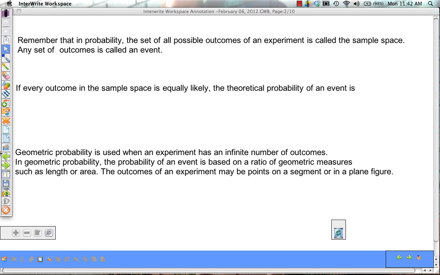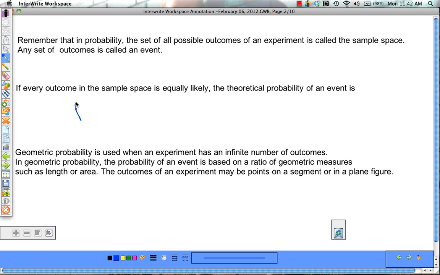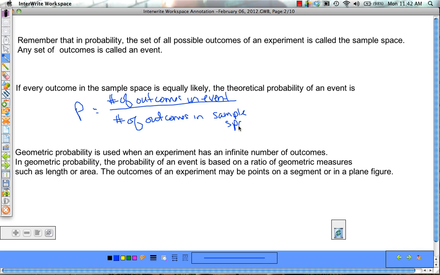Remember that in probability, the set of all possible outcomes of an experiment is called the sample space. Any set of outcomes is called an event. So if every outcome in the sample space is equally likely, the theoretical probability of an event would be the number of outcomes in an event over the number of outcomes in the sample space. So essentially, it's what happens in your event, and this is the total amount.